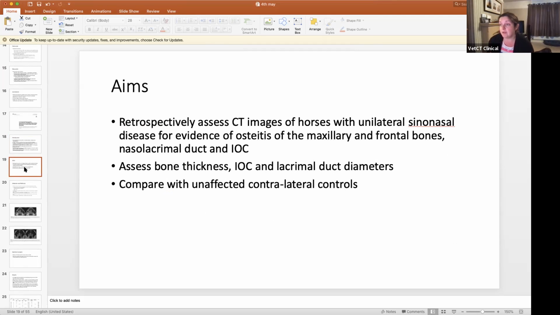So their aims were to retrospectively assess CT images of horses, again with unilateral sinusitis, sinonasal disease, and for evidence of osteitis of the maxillary and frontal bones, the nasolacrimal duct, and the infraorbital canal. They measured the bone thickness and the diameters of the infraorbital canal and the nasolacrimal duct, and they compared that with the contralateral side, so each horse acted as its own control.